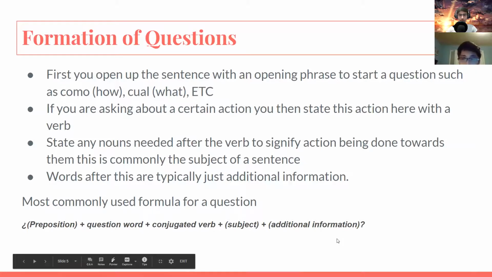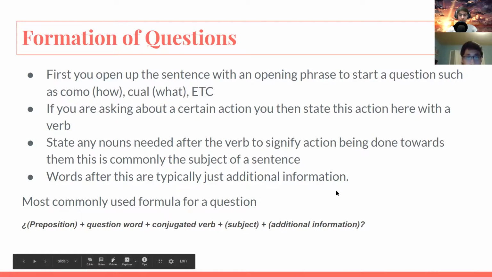And at the bottom, you can see these steps in a little formula, like a simple equation. It goes preposition, which is those question words like qual, como. Wait a second. So it's our preposition first, which is our question word that we talked about, and then we have our conjugated verb that we talked about, followed by the subject, and then our additional information.